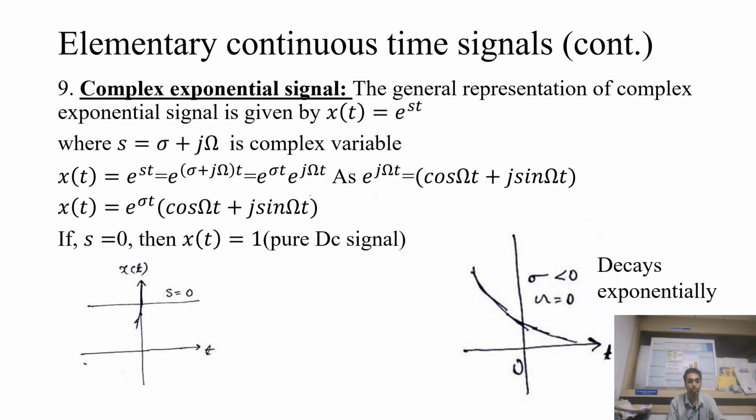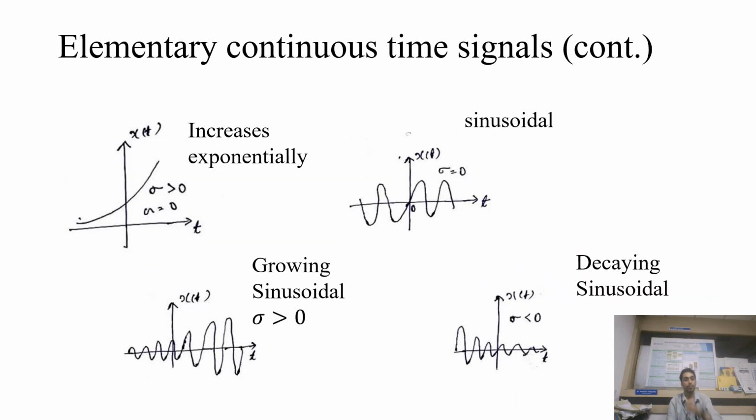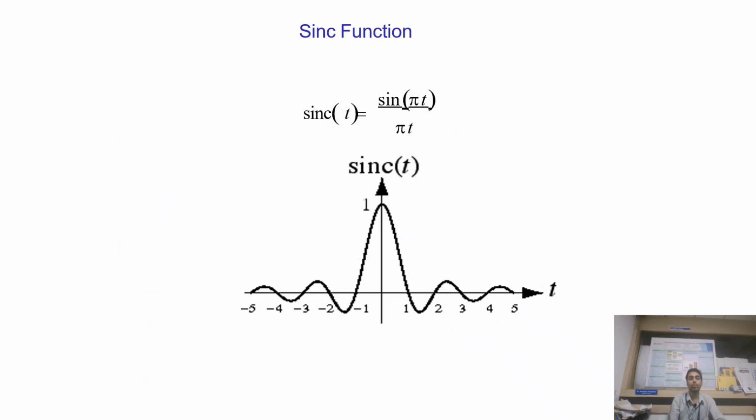So if s is equal to 0, we will get a straight line. If sigma is less than 0 and omega is equal to 0, we are going decays exponentially. If sigma more than 0 and omega is 0, we got increases exponentially. If sigma equal to 0, we get a sinusoidal wave, because a sin that omega t term will become. If sigma more than 0, we are growing sinusoidal. If sigma less than 0, decaying sinusoidal. Okay. So sinc function is sin pi t by pi. So you can see this is decaying type signal.